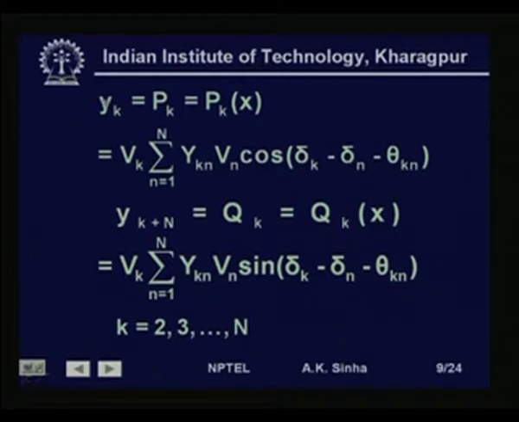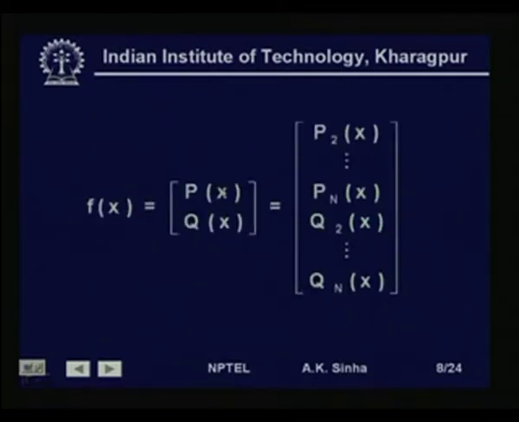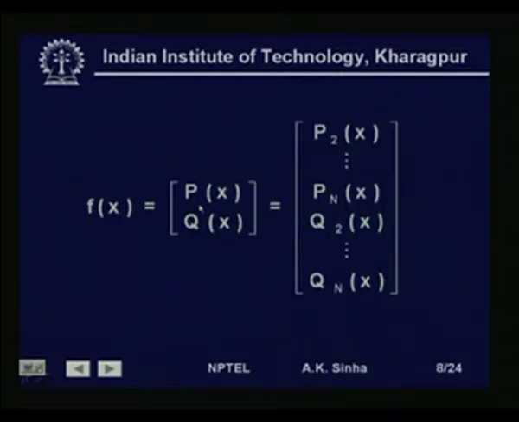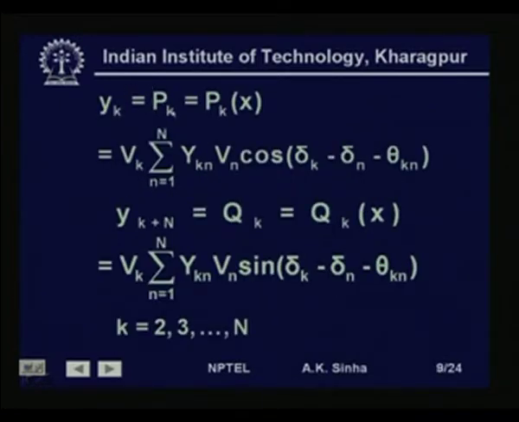So, now we can write y k, the kth element of this y vector: y k is equal to P k, which is a function of x. So, we can write it as P k of x, that is P k is a function of x, and this is equal to V k summation Y k n V n cos(delta k minus delta n minus theta k n), and this we have already explained, with the summation from n equal to 1 to capital N.